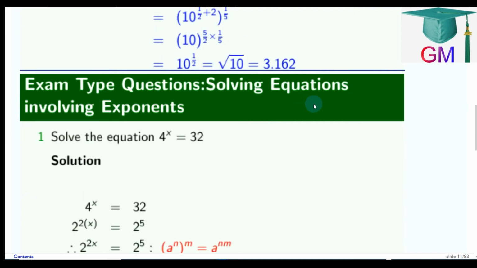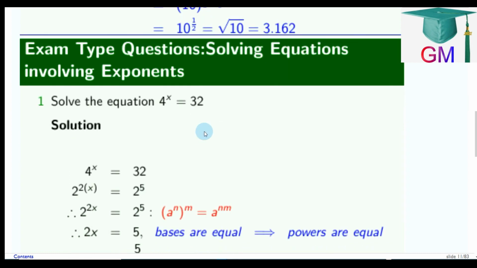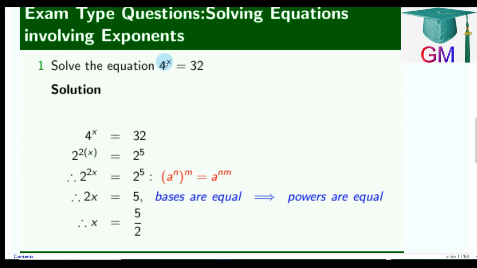Now, questions involving exponents, solving equations involving exponents. You are given a simple one here. Solve the equation 4 to the power of x is equal to 32. You need to be able to read this: 4 to the power of x. Now, most of you, you change this question to 4x equals 32. That is wrong. It's 4 to the power of x equals 32.